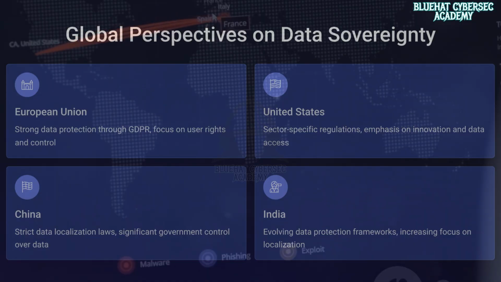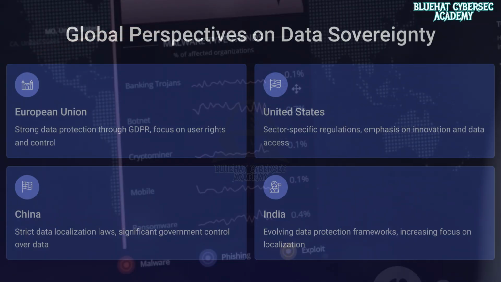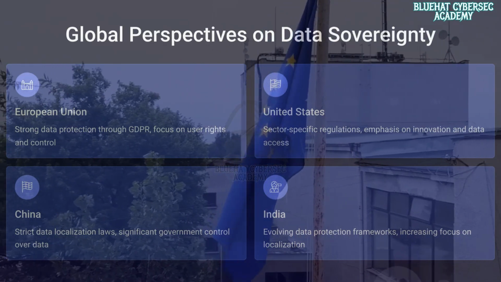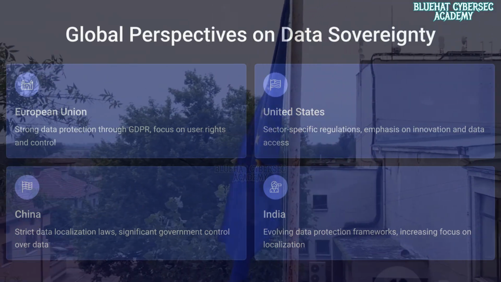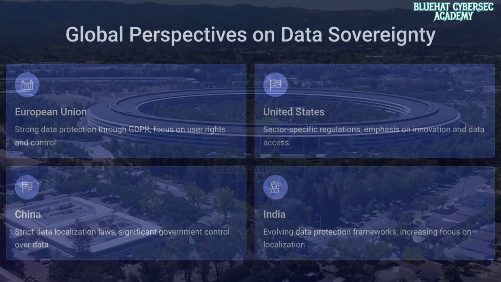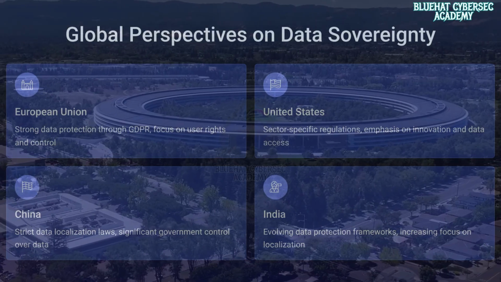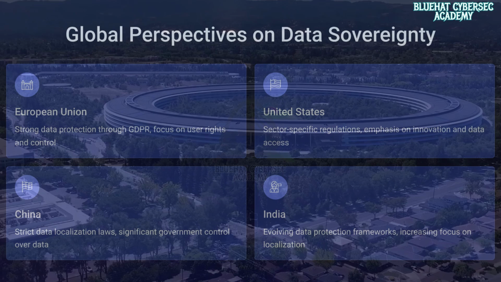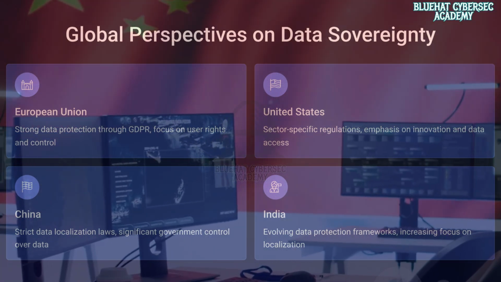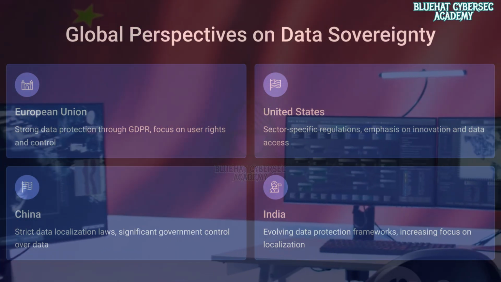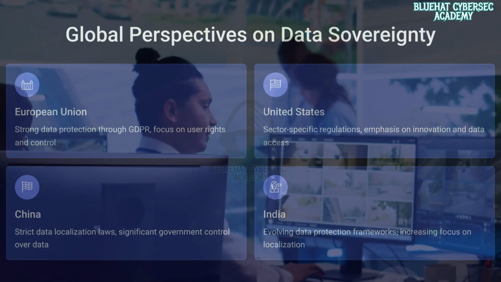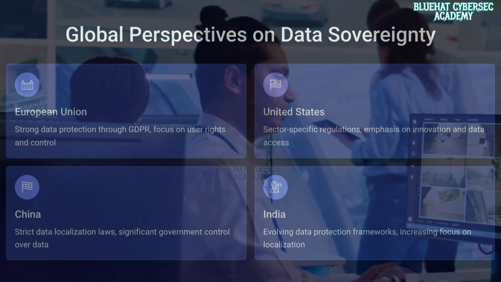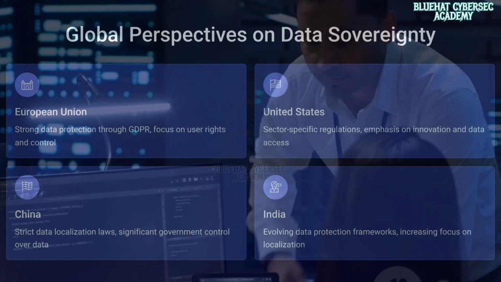Around the world, different regions approach data sovereignty in very different ways. In the European Union, there's strong data protection through GDPR, and a big focus on user rights and control. In the United States, regulations are more sector-specific, with a stronger emphasis on innovation and data access. In China, there are strict data localization laws and significant government control over data. And in India, data protection frameworks are still evolving, but there's an increasing focus on localization and sovereignty.